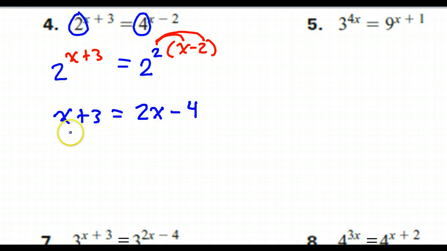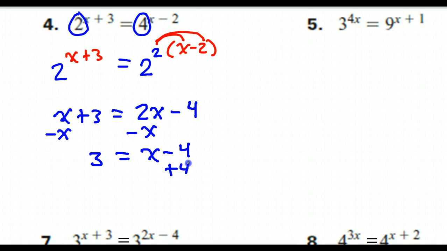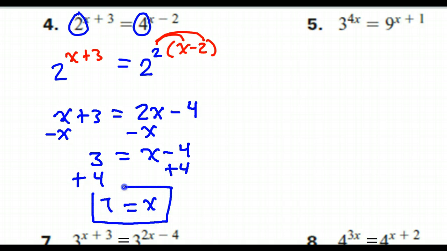So now I just solve as usual. Subtract x from both sides. So that gives me 3 equals x minus 4. And then I will add 4 to both sides. So that gives me x equals 7. Alright, so that's the answer to number 4.